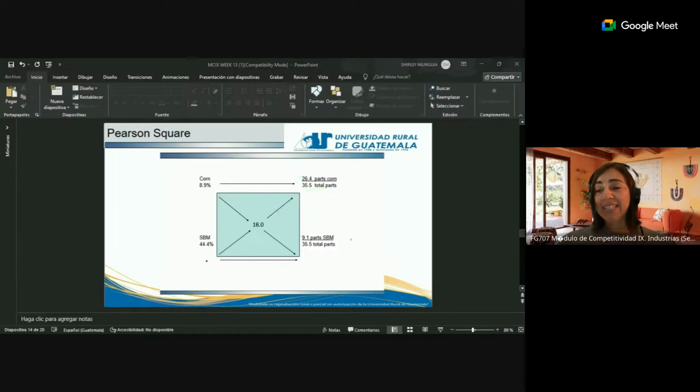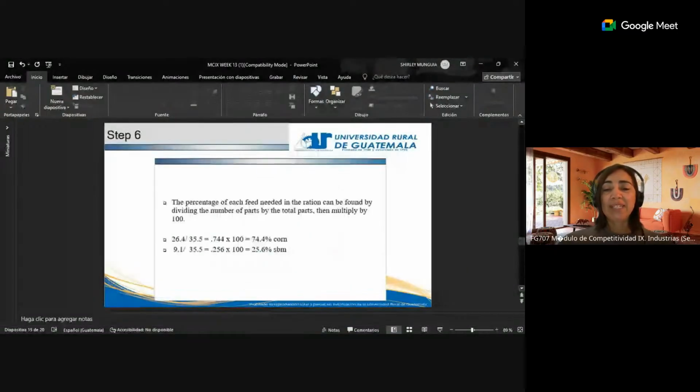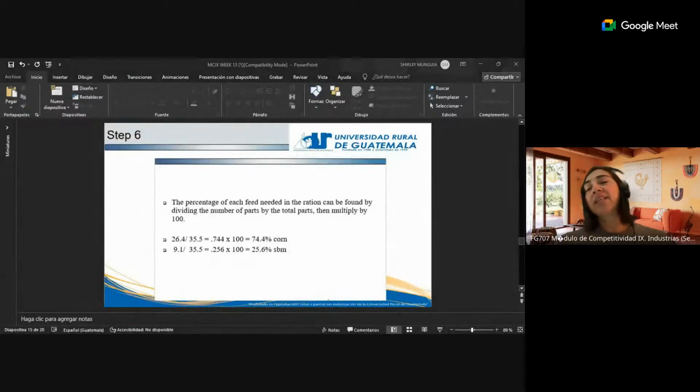And our next step is to divide these numbers. You have to divide the 26.4 by the 35.5 and the 9.1 by the 35.5. So let's go with this percentage. In here you have the answers. If you can, get your calculator and work with me. So we're going to divide the 26.4 by 35.5. But remember that it is a percent, so we have to multiply that by 100. So in here we have this number.